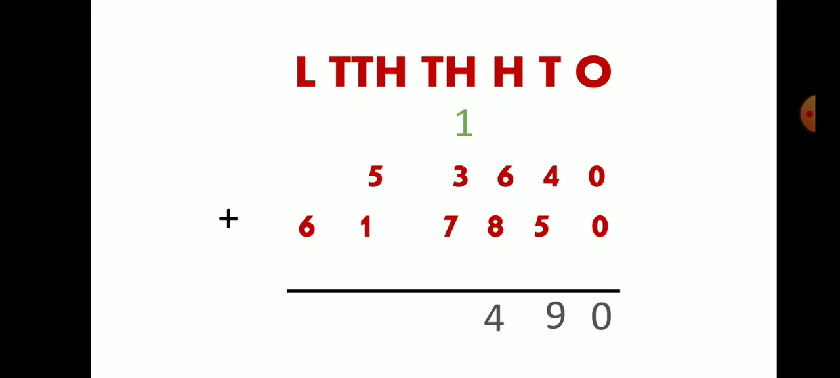3 plus 7, 10. 10 plus 1, 11. So 1 here and 1 will be carried over there. 5 plus 1, 6. 6 plus 1, 7. And in the place where no number is written, we are going to write 0. So 0 plus 6 is equal to 6.